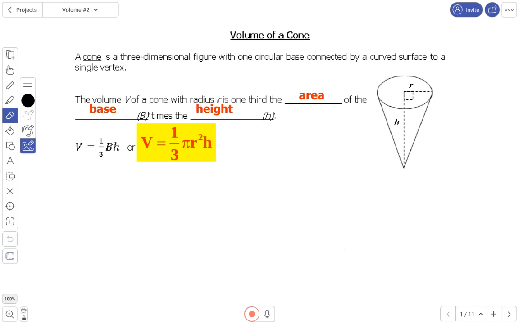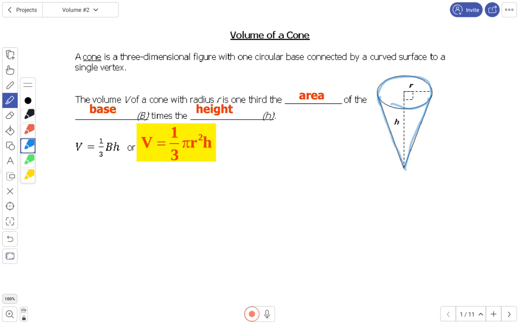Hi guys, we're going to continue talking about volume. In this lesson, we're going to talk about volume of a cone and volume of a sphere. So a cone is a three-dimensional figure with one circular base that's connected by a curved surface to a single vertex. So our base shape with a cone is a circle, and then it's coming to a point.